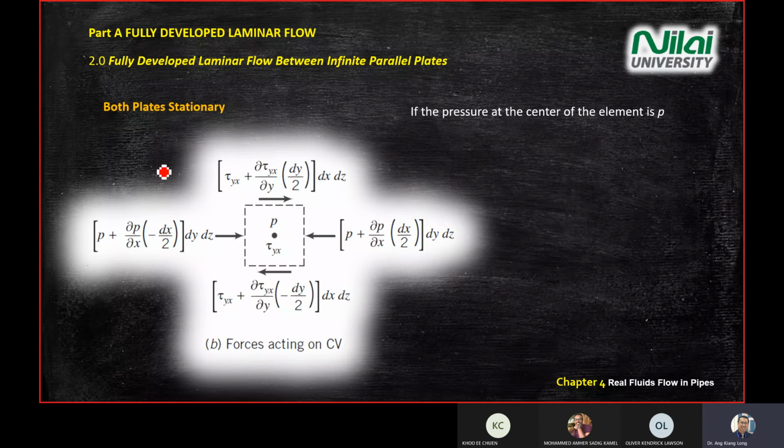So you look at the control volume, and at the center of the control volume is a pressure, and the shear stress acting on this point is given by tau yx. I already explained the subscripts y and x earlier. If you're not sure, go back to the video in maybe chapter 2 or chapter 3. Go back to the chapter, I explained about the subscripts xy.